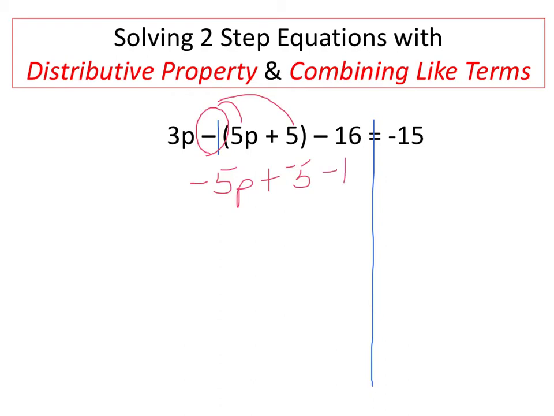The negative 16 we copy down. Our equal sign we copy down. And the negative 15 on the right we also copy down. In front of those parentheses, there was this 3p term. That is not involved in the distributive property, but we can't forget about it. So we also must bring down that 3p.